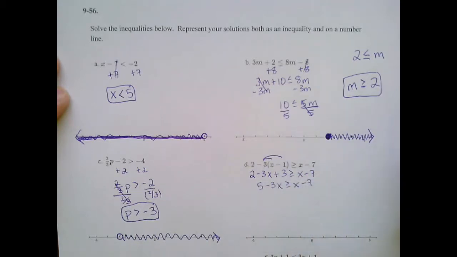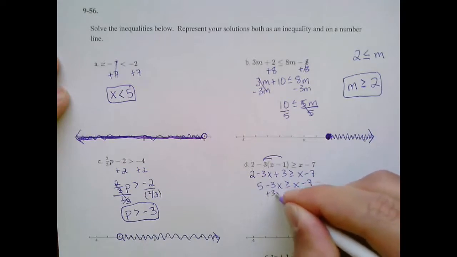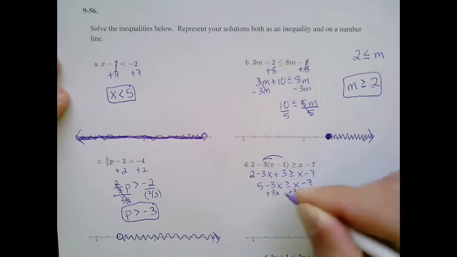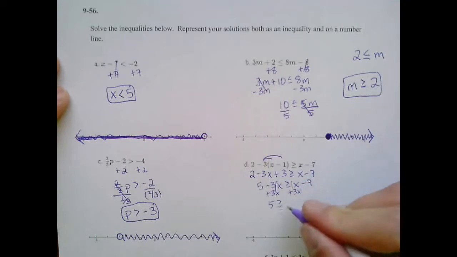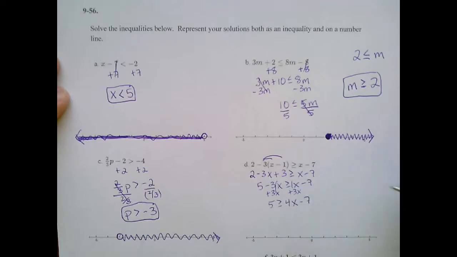We can add this 3x over. Again, lots of ways to solve. We can do it this way though. 5 greater than or equal to, what's 1x plus 3x? Well, that would be 4x minus 7. How would you get rid of minus 7? You could add it to the other side. So I'm going to put my work right here. 5 plus 7 is 12, greater than or equal to, and then this is 4x.